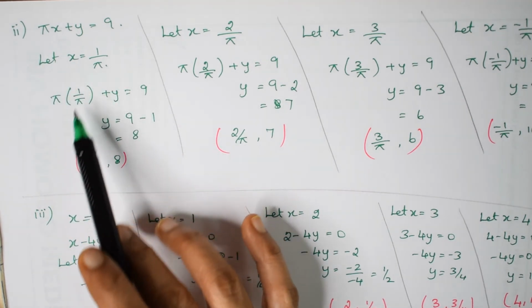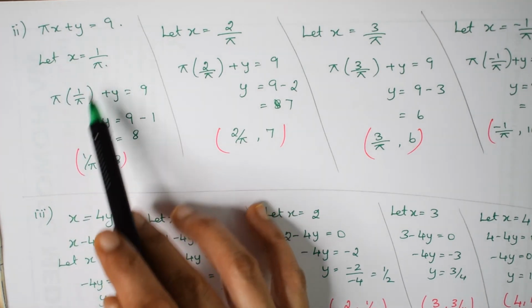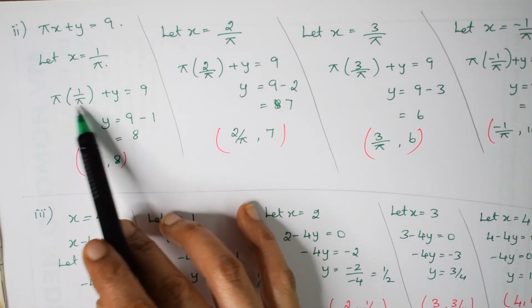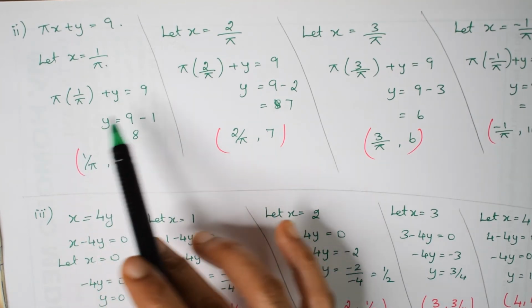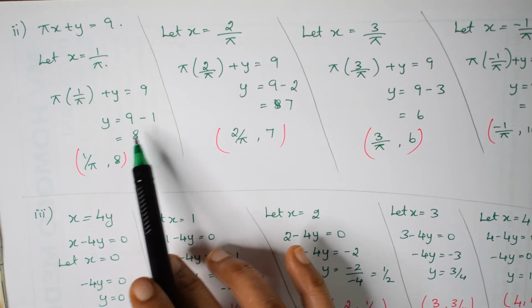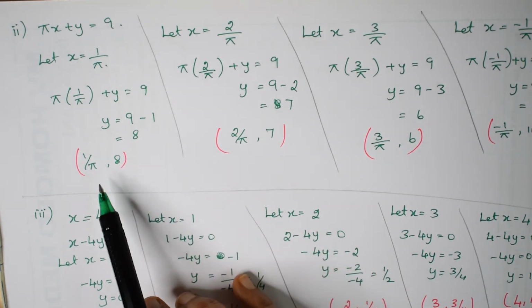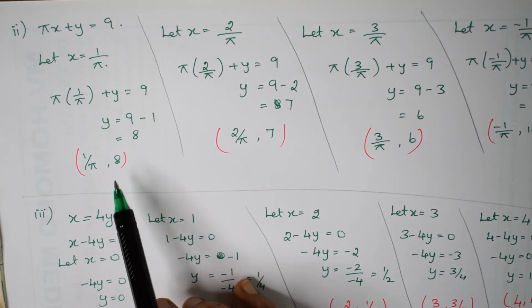When I substitute the value of x, pi into the value of x, which is 1 by pi, both the pi's get cancelled and it becomes 1. And when it goes to the right hand side, it becomes y is equal to 9 minus 1, and that value is equal to 8. And so this becomes the coordinate. 1 by pi, 8 becomes the coordinate.